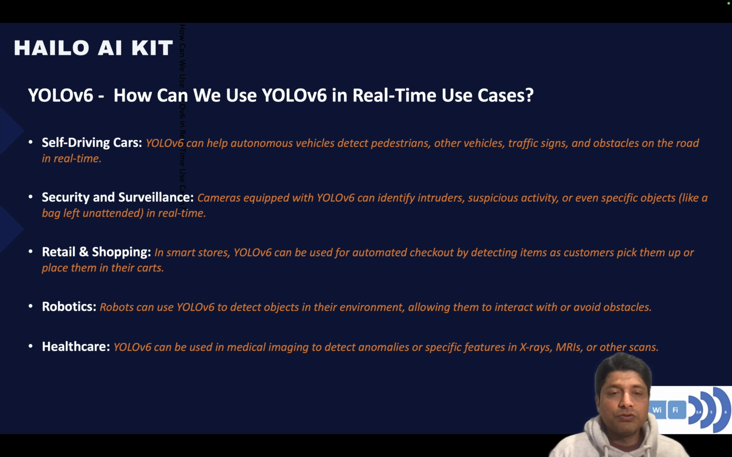Then in a retail store, you can use this model to automate checkout by detecting items as a customer is picking them up and placing them in their cart. Robotic applications can use it to detect objects in the environment, allowing robots to interact with them or avoid obstacles. Even in healthcare, it can be used in medical imaging to detect anomalies or specific features in X-rays, MRIs, or other scans.